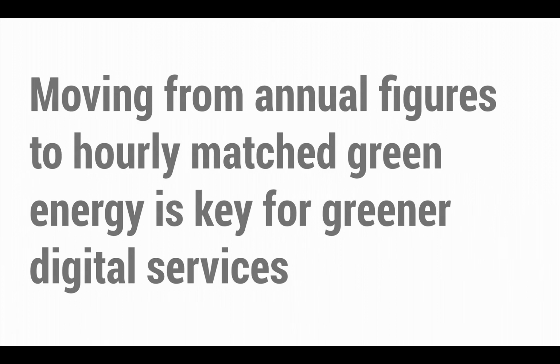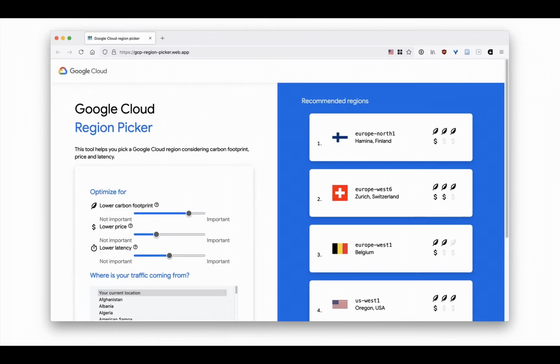To make this more concrete, you can see this nifty region picker that was created by some engineers inside Google. It lets you define criteria like cost, how green the power is you want, as in how much energy is matched on an hourly basis, and latency. Then it will tell you which regions are the best fit for your compute workload. And as you can see, green isn't a binary thing. It's something you can include in your own technology strategy when coming up with your own climate response.